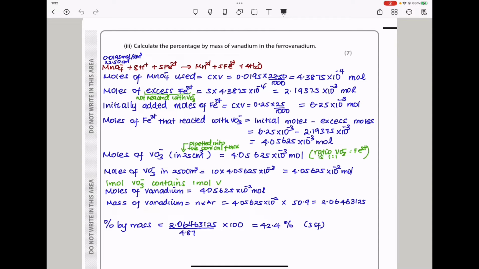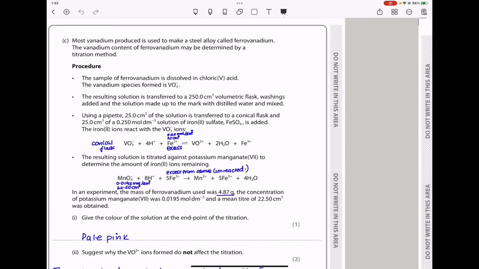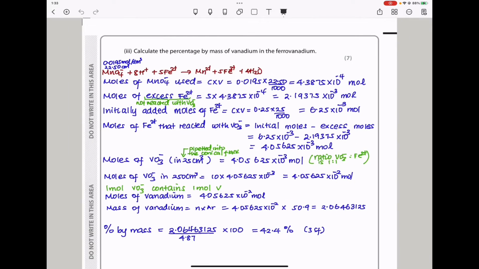We were also given information about the initial number of moles of iron. If I take you back, remember they said in the conical flask we had 25 cm³ of 0.25 mol/dm³. So it means number of moles are going to be concentration times volume, which is 0.25 times 25 over 1000, giving us these moles in the conical flask. The moles of iron 2 plus that reacted with this are going to be the initial moles, which are that, minus the excess moles, which gives us 4.05625 times 10 power negative 3 mole.